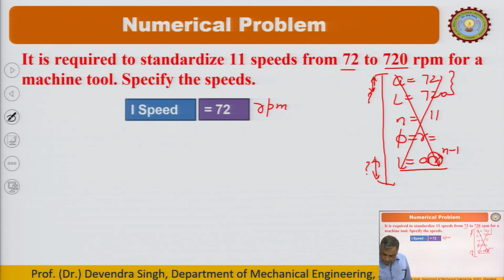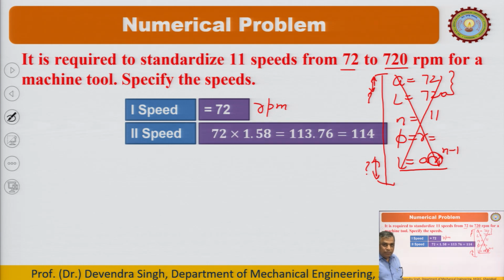Second speed, I forgot to write the unit. You should always remember, you should write the units without any failure. Second size, we have to build this geometric progression and the series factor is 1.58. So this is 113.76, and finally we will always give the nearest integer value.